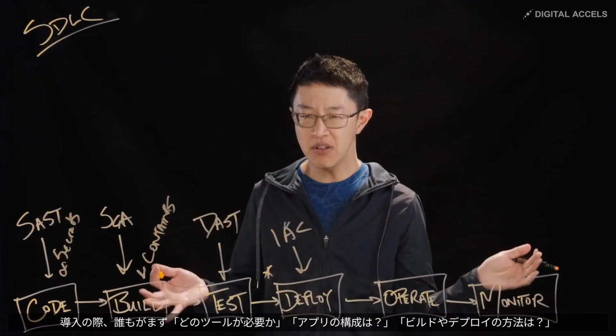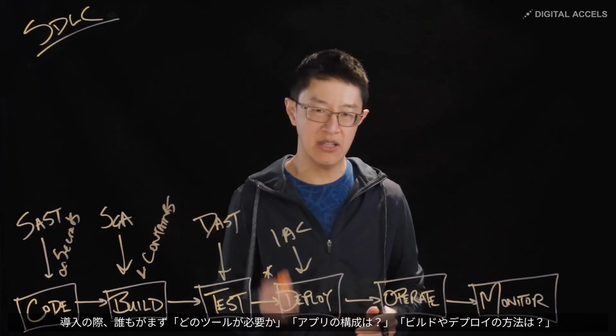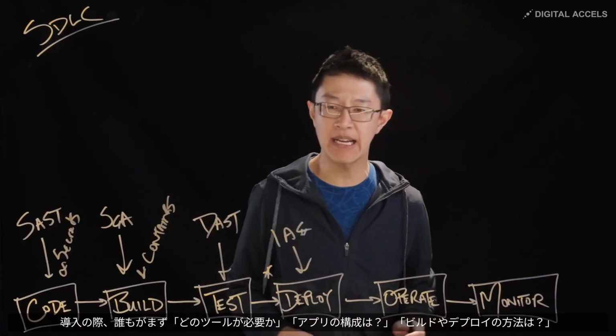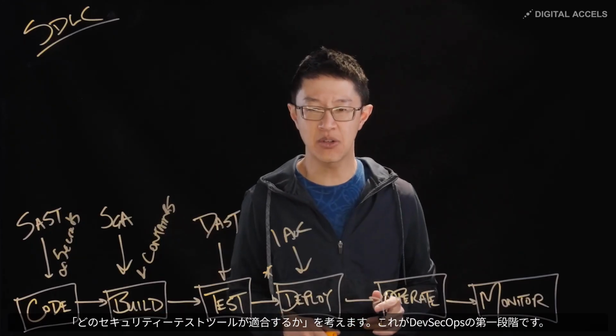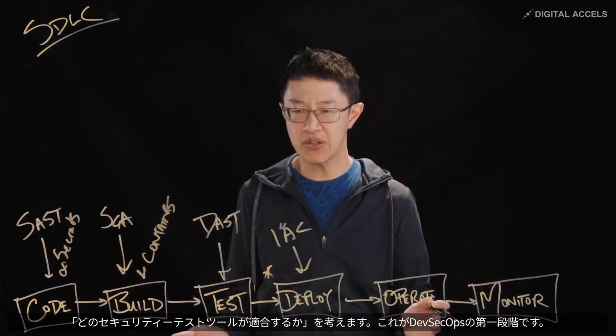Now, at a high level, when everybody starts, they start thinking about, what tools do I need? What does this application look like? How are we building it? How are we deploying it? What application security testing tools would work? That, in a nutshell, is the first level of DevSecOps.